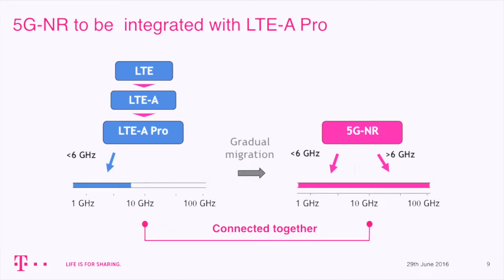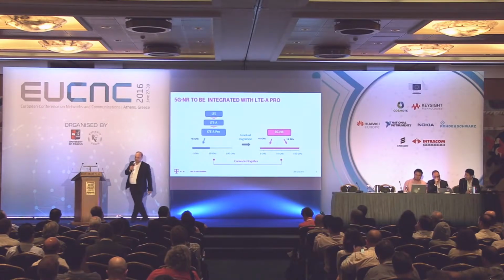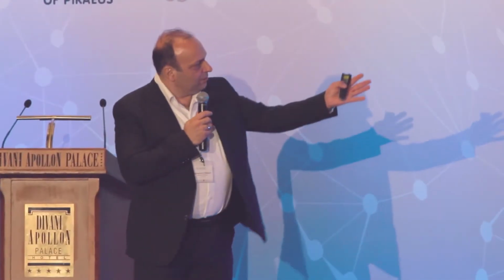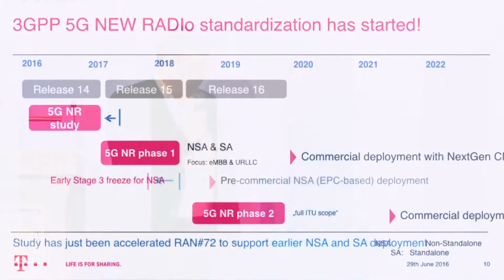but the basis for 5G services will be the air interface that we have today on LTE Advanced Pro that will start below 6 gigahertz, and gradually we will have dual connectivity and moving to the next generation air interface after 2025.